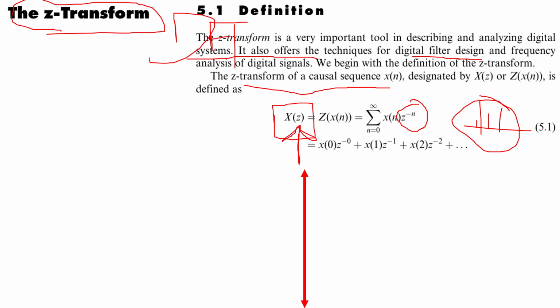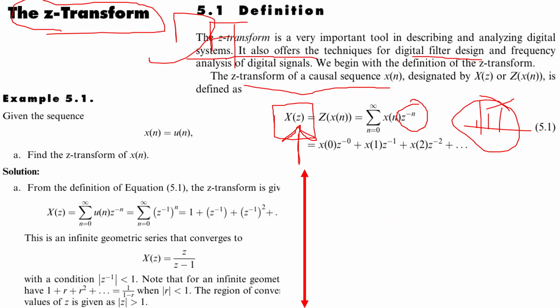In the DFT, we used X of k. Here it will be the summation over n equal to 0 to infinity of x of n, which is your sequence, multiplied by z to the power minus n. That's all. As for example, x0 times z to the power minus 0, plus x1 times z to the power minus 1, and so on. The number of terms depends on the number of terms of the sequence.